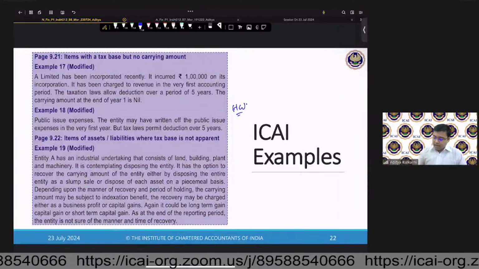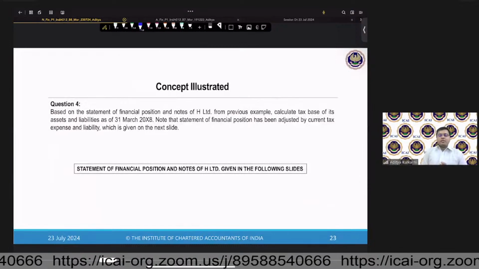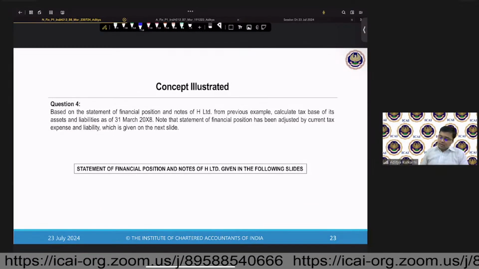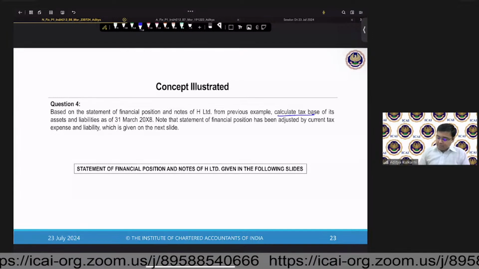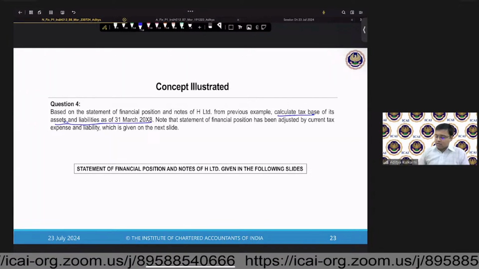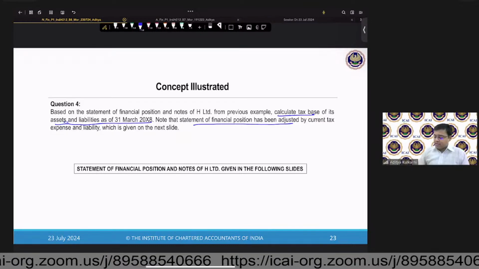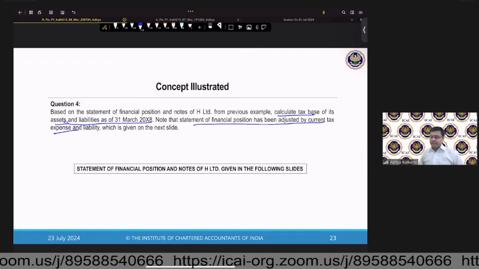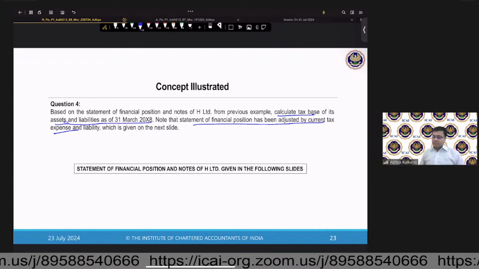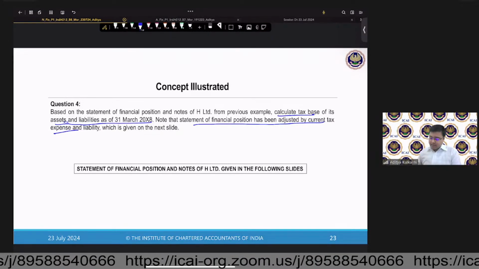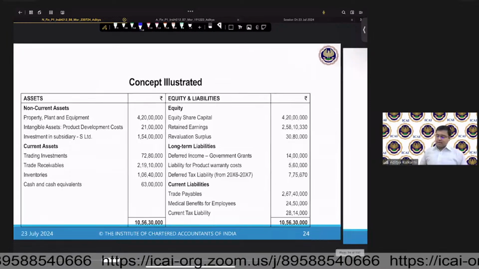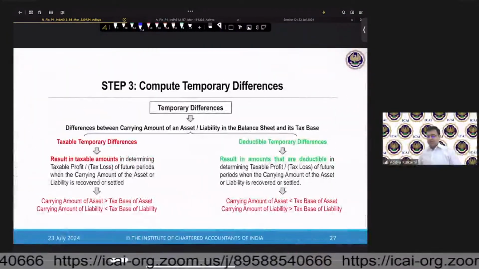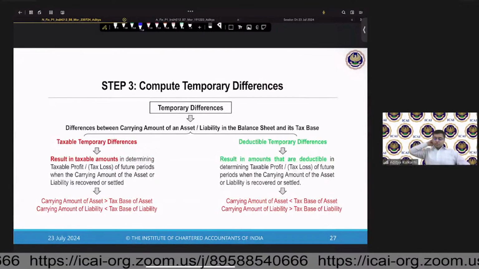Homework: the very first example that we saw, where you have to prepare a statement of total income and do the calculation. Based on that, you calculate the tax base of its assets and liabilities. Note that the statement of financial position has been adjusted by the current tax expense and liability, which is given on the next slide. You are given the balance sheet and the notes. Yes, that is what you will have to do.